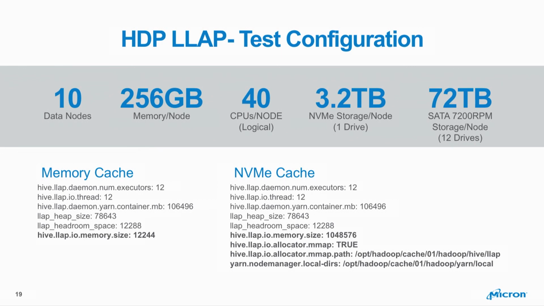When we did NVMe, we kept pretty much all the LLAP configuration exactly the same. The only thing we changed was that we moved the cache size to 1 terabyte. Then we enabled the memory map, which allowed it to memory map the cache onto the NVMe drive, and we gave it the path to the NVMe drive. And then, like what Greg and his team did, we also put all the YARN local storage to manage the shuffles across nodes on the same NVMe drive.